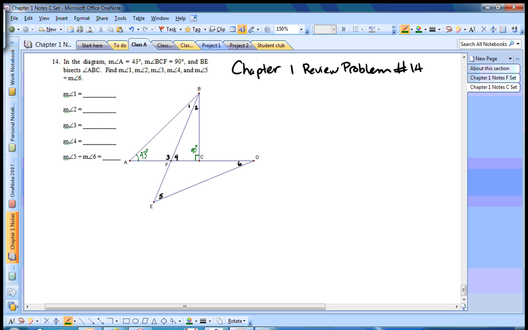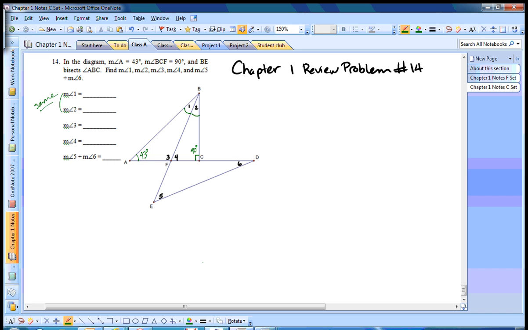So the two equal pieces then are going to be angle 1 and angle 2. So I'm going to mark them with the same mark. And then I'm actually going to come over here to my answer key. I'm going to write that those two are the same so I don't forget that piece of information. Now I need to find a bunch of things: angle 1, angle 2, angle 3, angle 4, and the sum of angles 5 and 6.